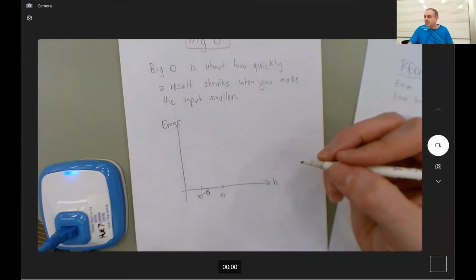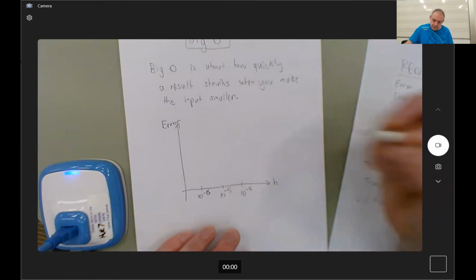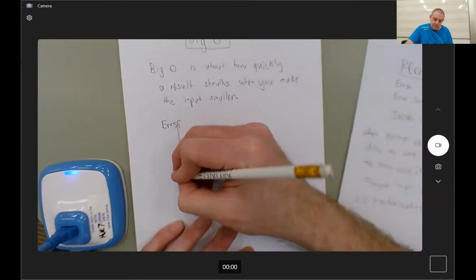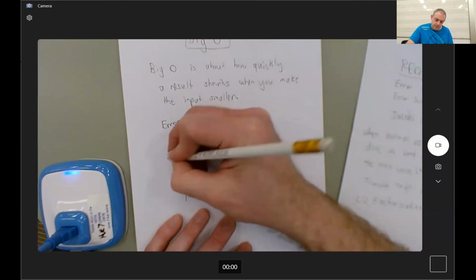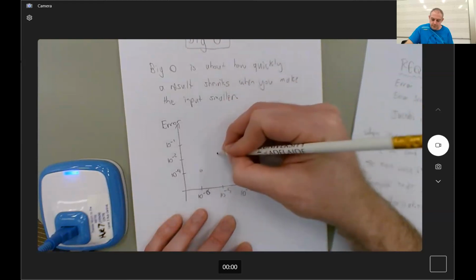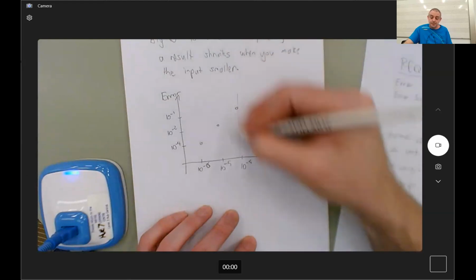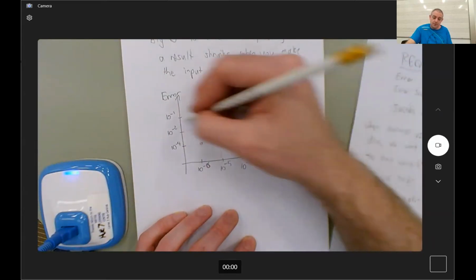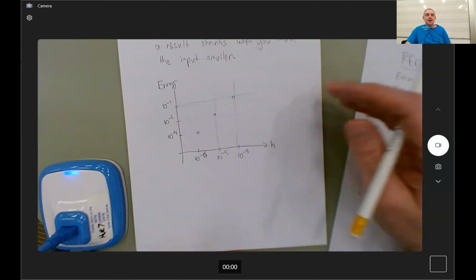Oh, crap. Which direction does this go in? Well, let's just do it this way. And they draw a graph something like that. Maybe I don't want that graph. Anyway, we'll run with it for the moment.